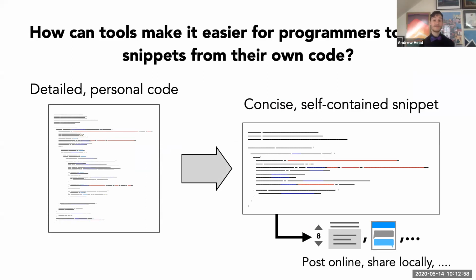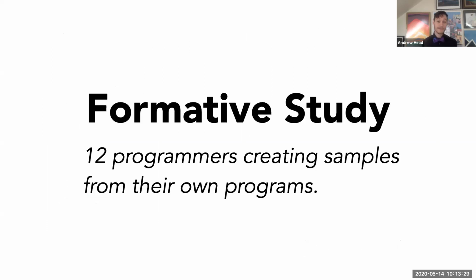The motivating question behind CodeScoop was, how can tools make it easier for programmers to share short snippets based on their existing code? The snippets that programmers often share over chat, online, in documentation are usually concise and self-contained, and yet their own personal code, which contains interesting patterns that they might want to share, is detailed and personal. And so there's a need to distill one's own programs into these snippets if one wants to share them in an effective way.